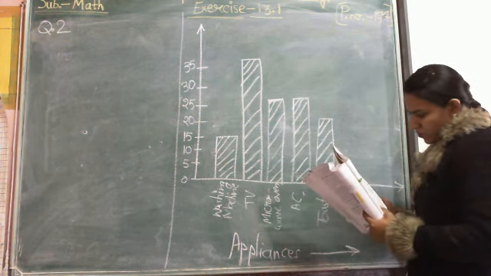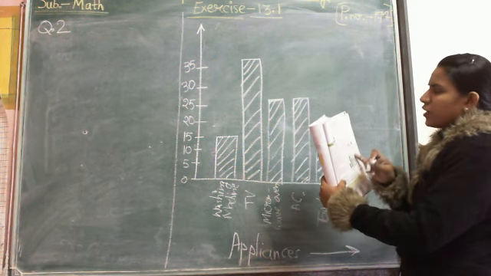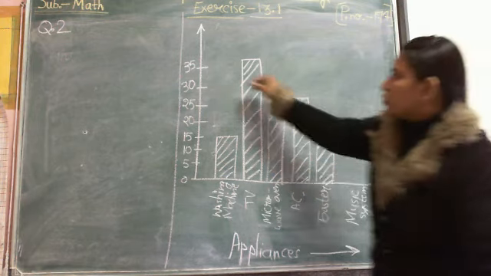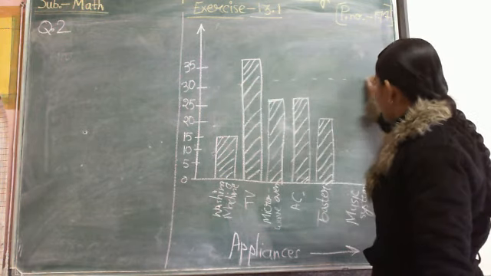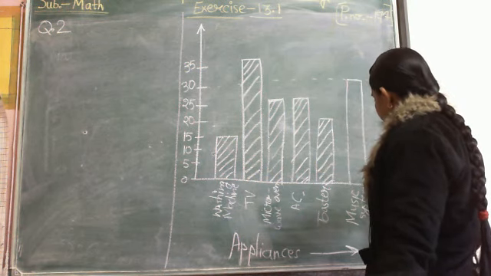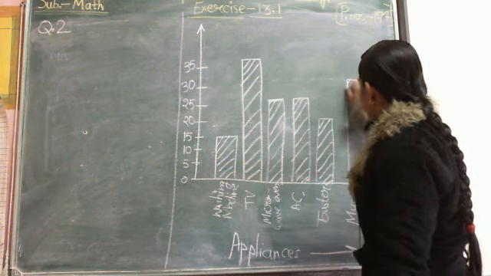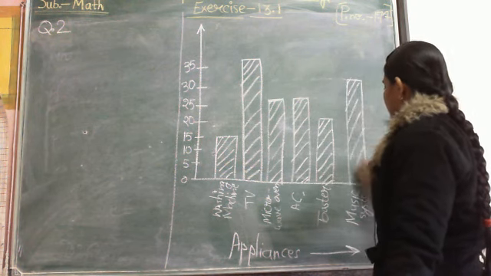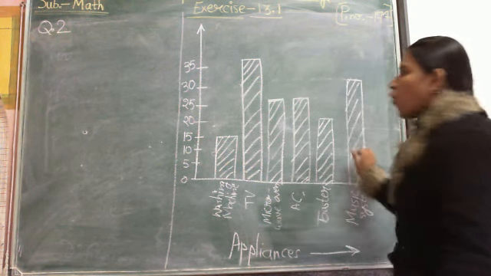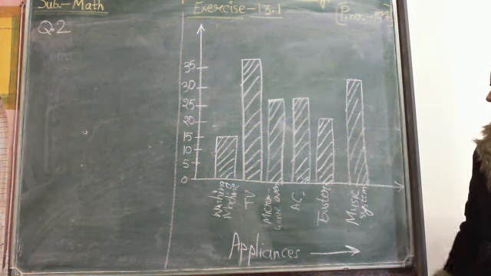Now the last one is the music system. The length of the bar is up to 30. So we will match with the help of a scale up to 30, and we'll draw the bar. You will draw all these bars with the help of a scale and pencil, okay?